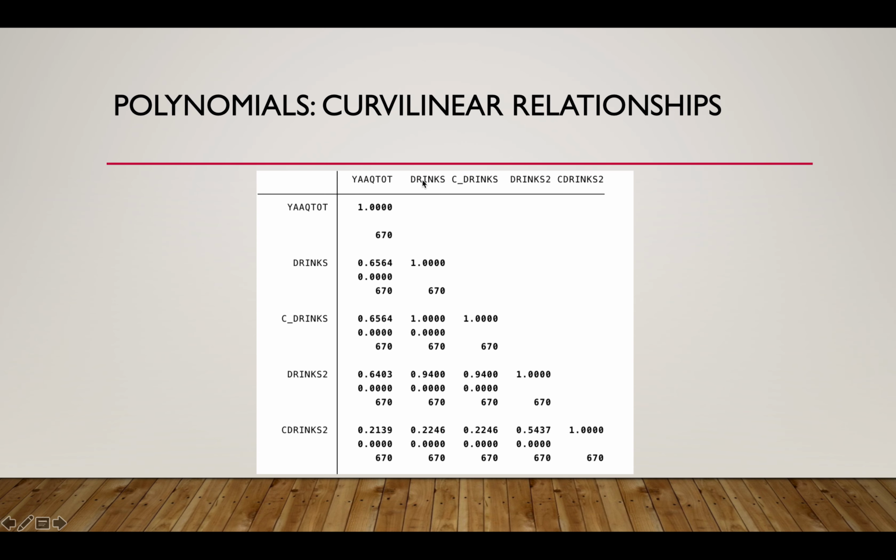More important is this piece here. Notice that the correlation between drinks and squared drinks is 0.94. This really highlights the fact that we have non-essential multicollinearity in here. In contrast, the correlation between centered drinks and squared centered drinks is 0.2246. It removes non-essential multicollinearity by spreading out or reorganizing where zero is in here.